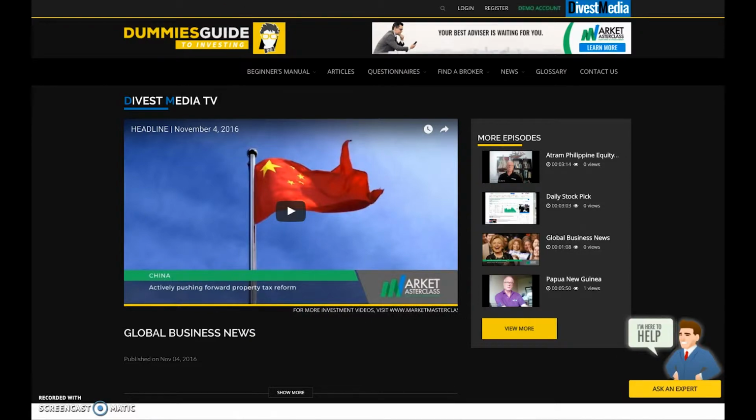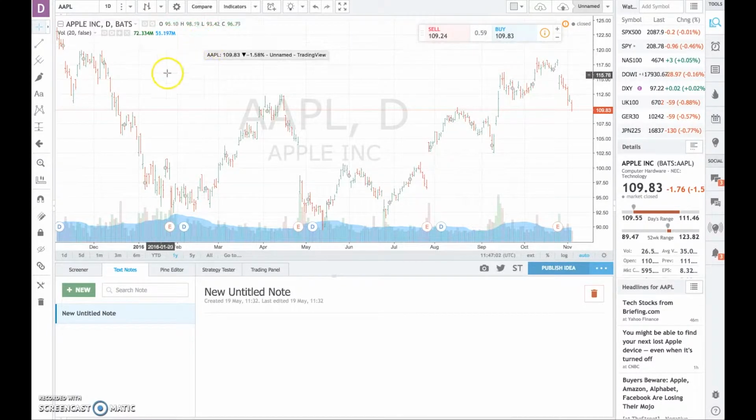And so we're going to continue our series of how to read a stock graph right now. And we've been on TradingView doing just that.